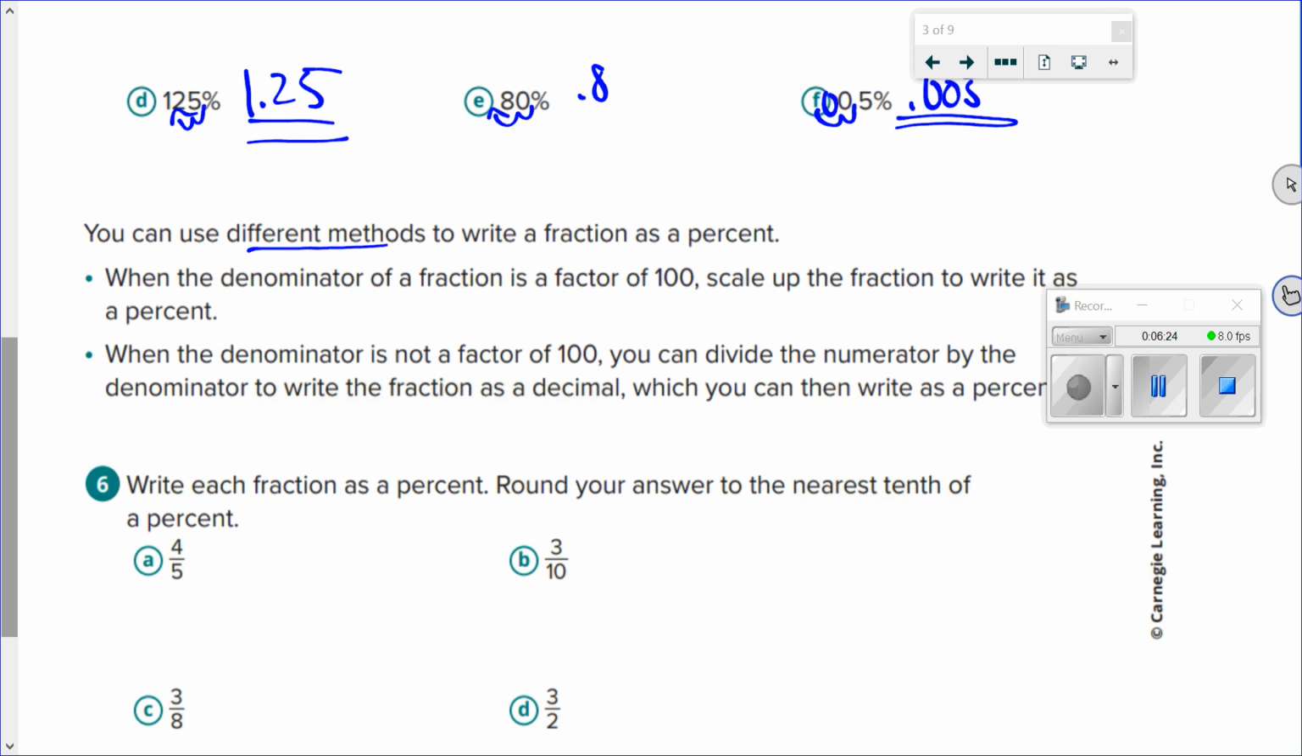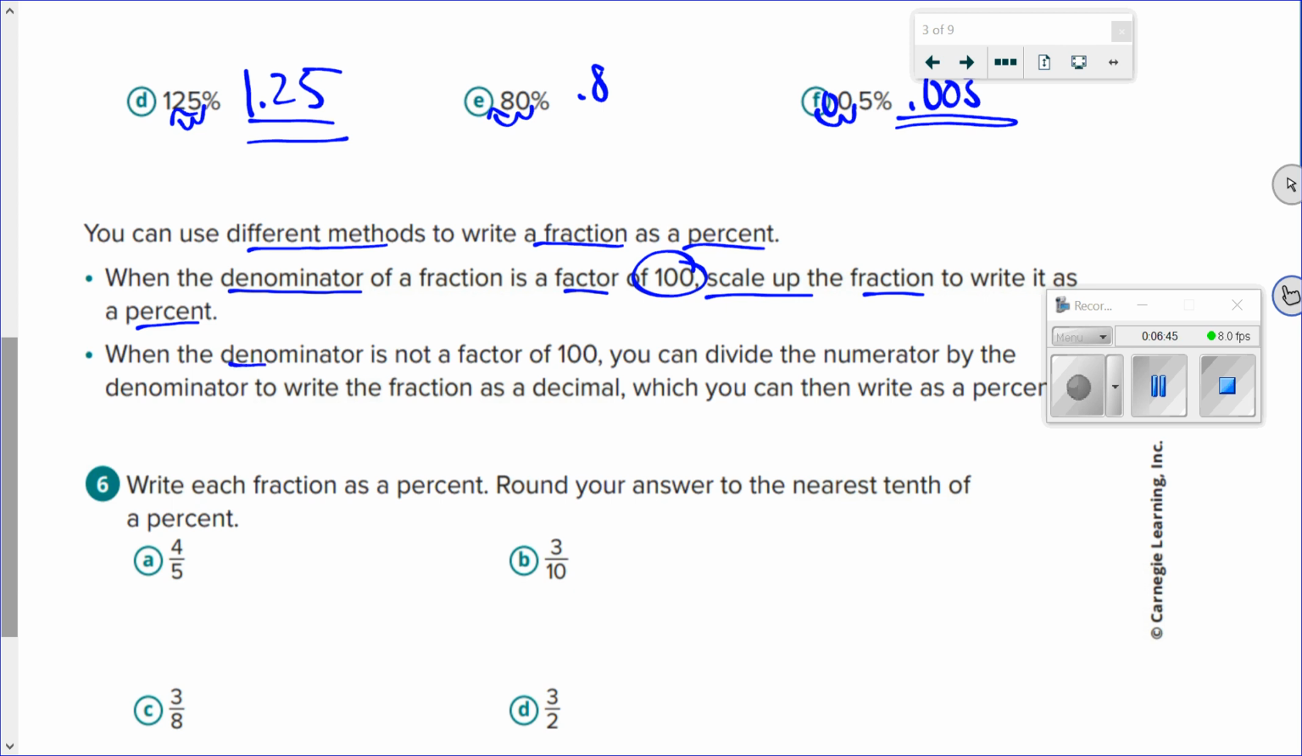You can use different methods to write a fraction as a percent. If the denominator is a factor of 100, all you have to do is scale the fraction up to write it as a percent, because percent is out of 100. So if I get a denominator of 100, whatever's in my numerator is the percent.